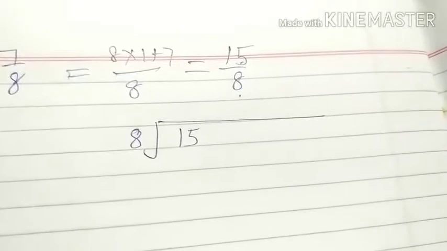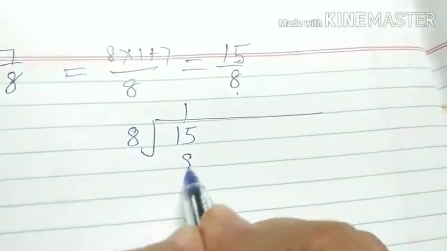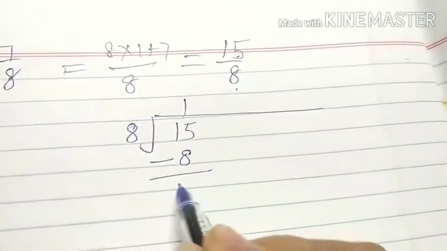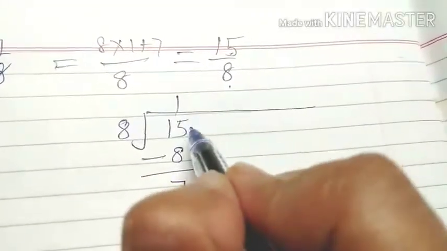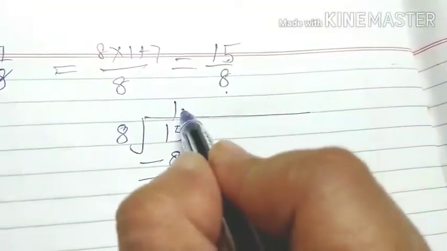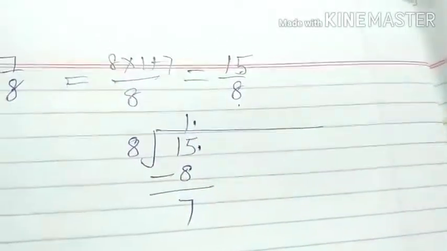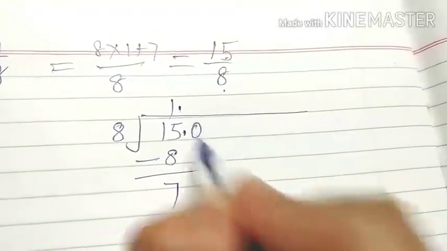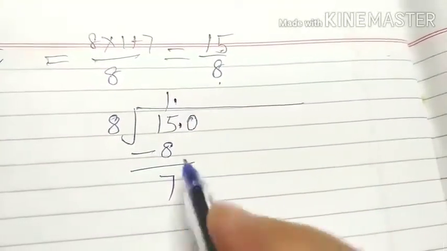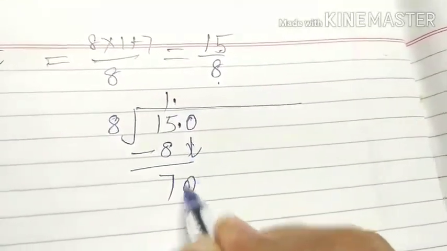Now first it goes in 1. 8 1s are 8, my remainder is 7. Now I want to divide further. In the dividend I mark the decimal point and also in the quotient mark the decimal point, and on the right side of dividend I mark a 0 and carry it downward.